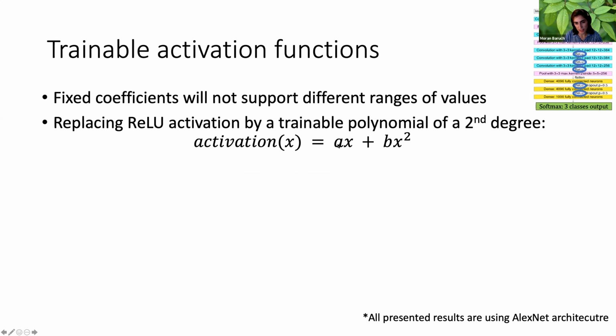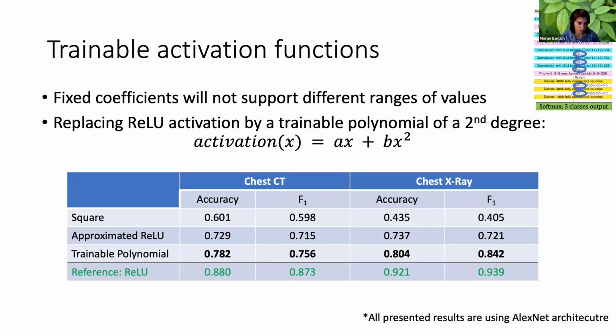And we would like to let the network choose the right A and B coefficients for each activation layer separately. So the network will learn which scaling works best for each layer and for each dataset. During the training of the network with the entire weights, it will also train the activation function. So here we can see the previous works on the chest CT and chest X-ray datasets with the square activation and approximated ReLU. The bottom line is the reference network with ReLU and max pooling. And we see that the trainable polynomial performs the best, but still there is a gap to the ReLU activation.